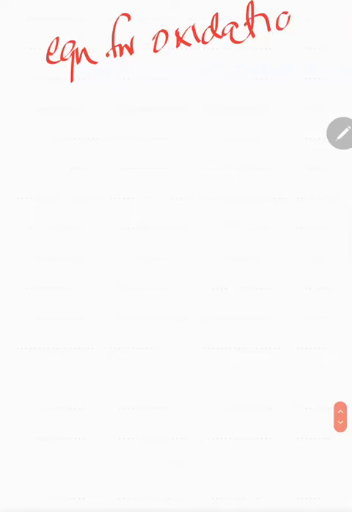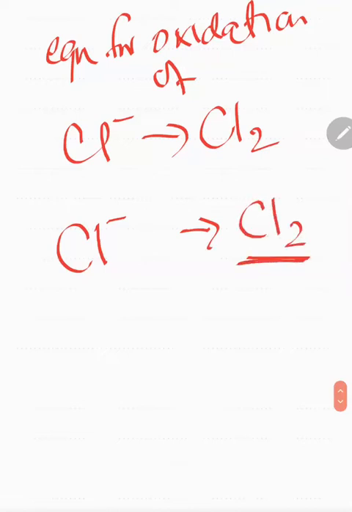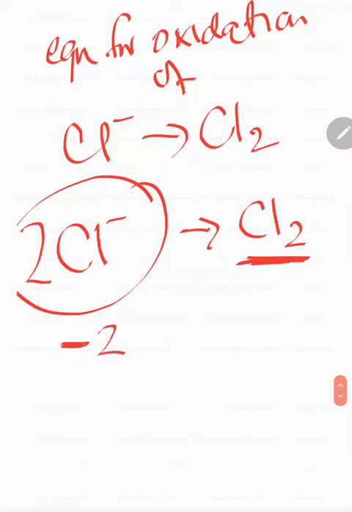Write an equation for oxidation of chloride ions to chlorine. So, oxidation of chloride ions to chlorine. There's Cl2 here, make this chloride ions 2. Now the question is, which side do electrons go? Total charge on this side is -2. Therefore, I have to add electrons to the opposite side, 2-.